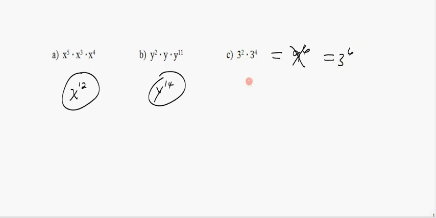The base can't change. Quickly, you could illustrate this because the exponents are kind of small. We could write this as 3 times 3. We could write this one as 3 times 3 times 3 times 3. So yeah, we're multiplying 6 things together here. But what are we multiplying together? We're not multiplying 9s together. We're multiplying a bunch of 3s together. In fact, we're multiplying 6 3s together, so we get 3 to the 6th.